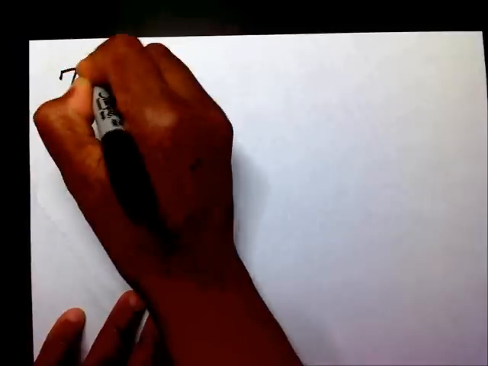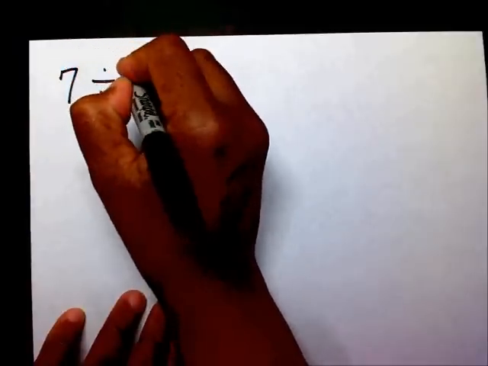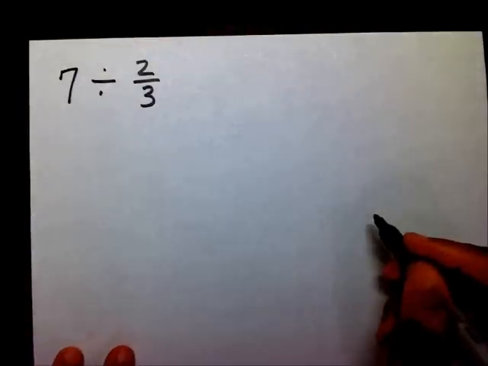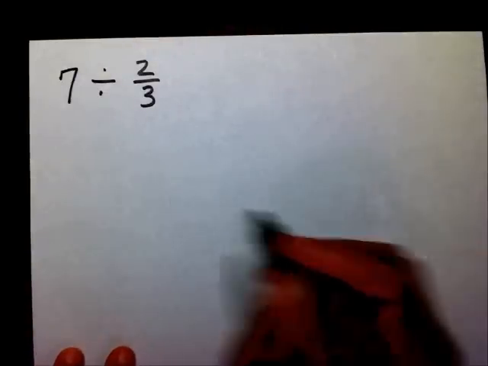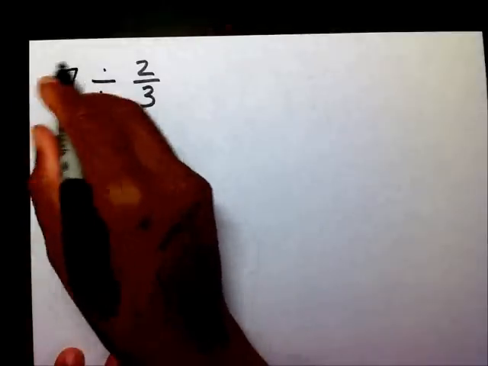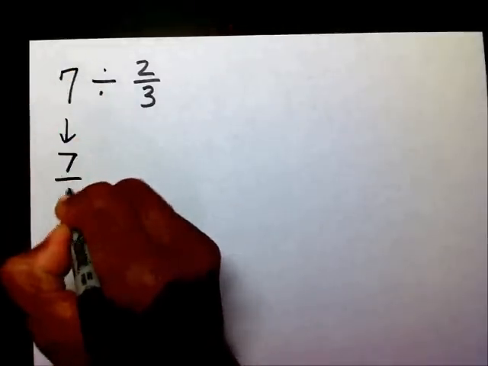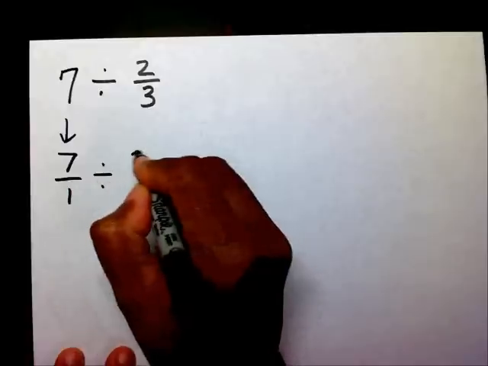Let's try another one. What if I had 7 divided by 2/3? 7 divided by 2/3, okay? Well, the first thing I want to do is make this 7 into a fraction. 7 over 1 divided by 2/3.